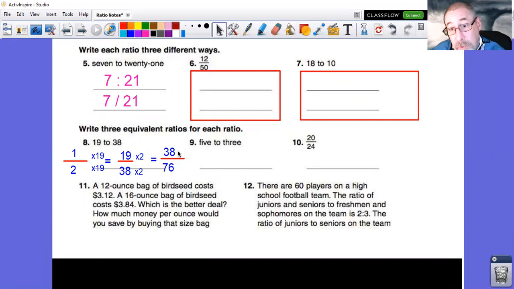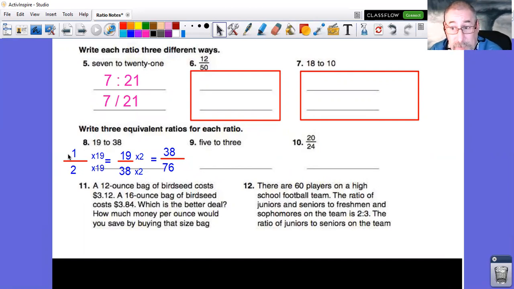Multiply by 2 to get this fraction. I can multiply this fraction by 2. I can multiply this fraction again by 3. I can even multiply this fraction by 5 and still have equivalent ratios. So this is how you would do this.